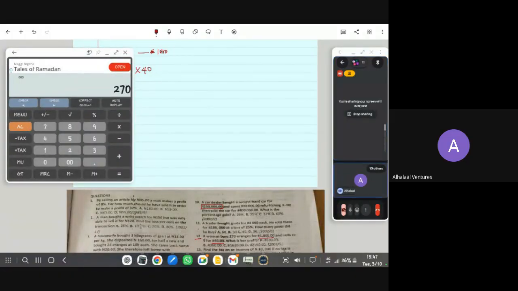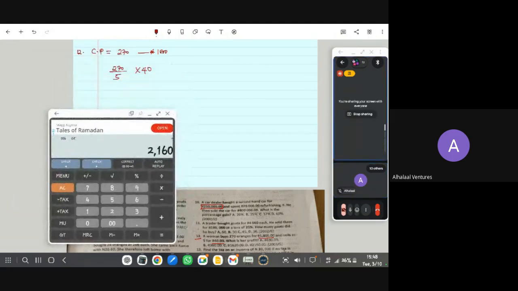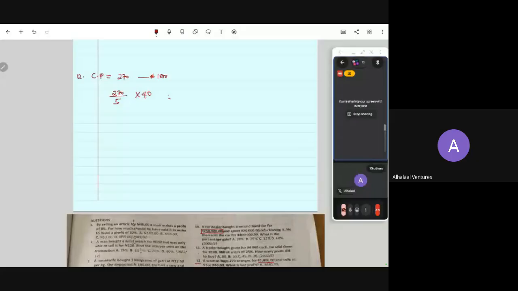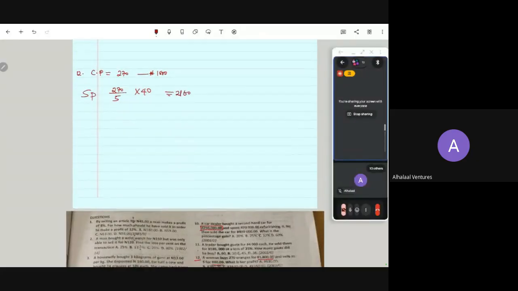270 divided by 5, times 40. That's 270 divided by 5, times 40, which gives 2,160. So the selling price is 2,160.